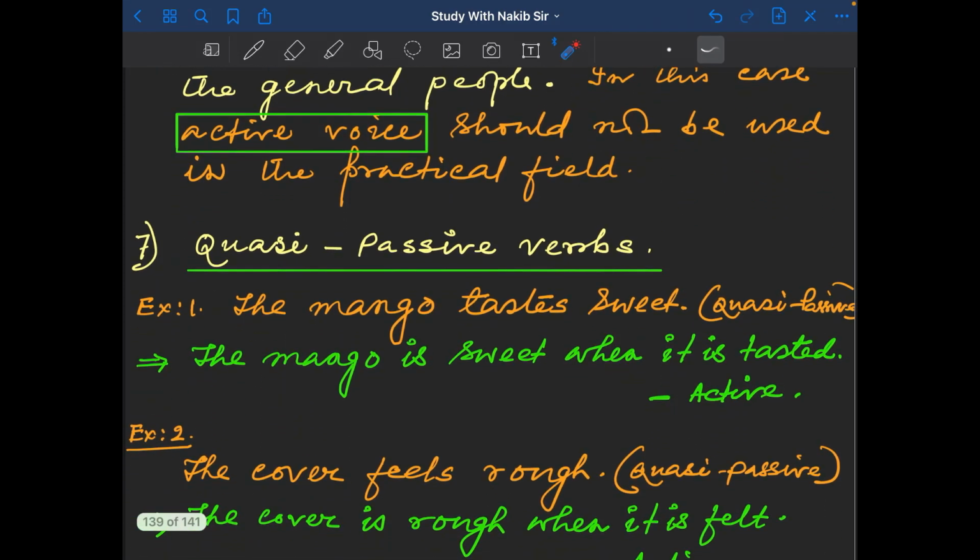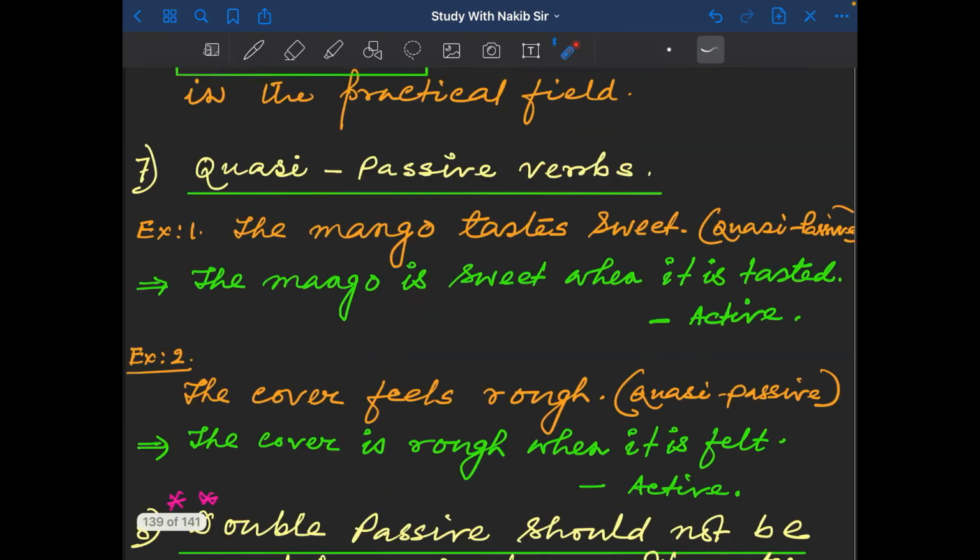Next question about the quasi-passive verbs. Important point and interesting also and easy also. See the quasi-passive. Quasi-passive means half passive. See, the mango tastes sweet. This is quasi-passive. The mango tastes sweet. And its active voice is the mango is sweet when it is tasted. Remember this way. Then you will have no problem in your exam hall.